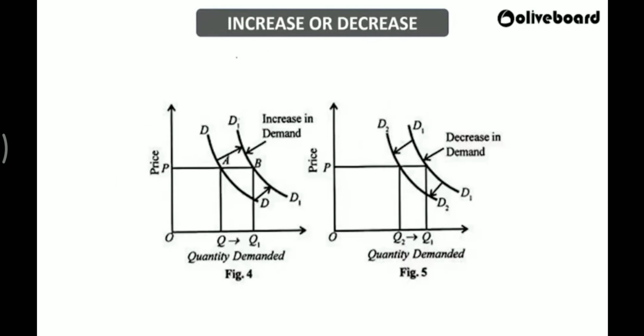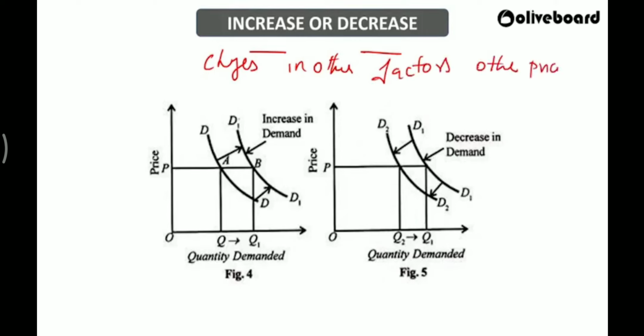All right. Next concept is increase or decrease. What does it mean? Now only we saw. No. That is expansion or contraction. This is increase or decrease, which means this is happening because of what? This is happening because of changes in other factors other than price. Other factors other than price means what? Your price remains the same. In other factors you are changing.